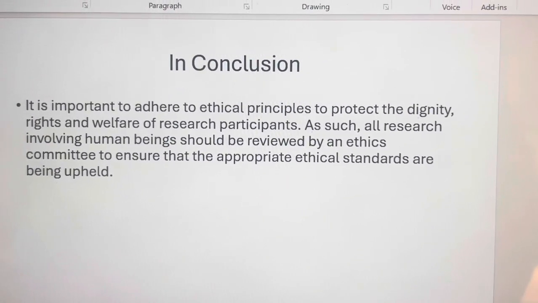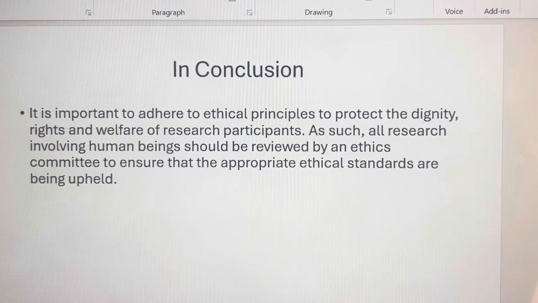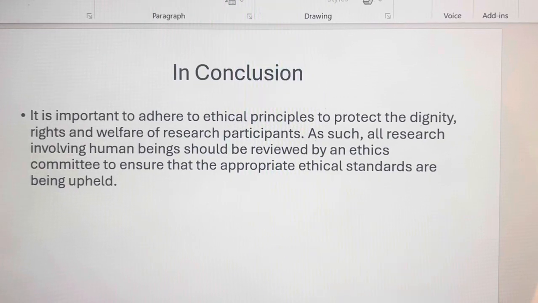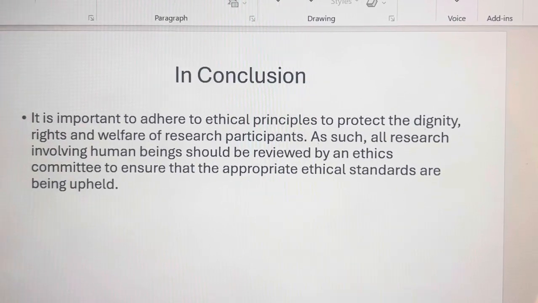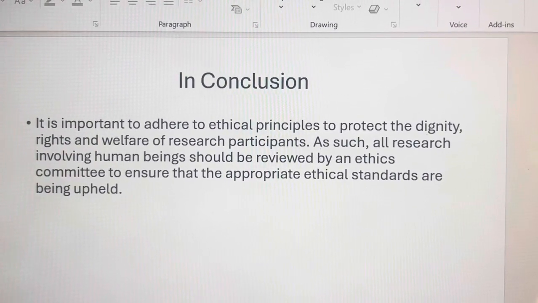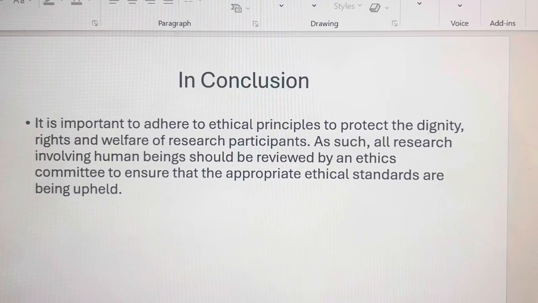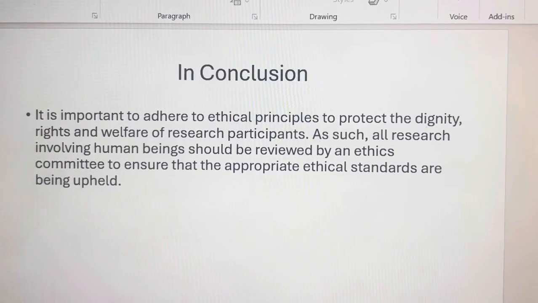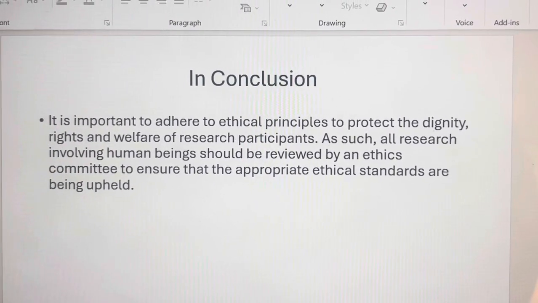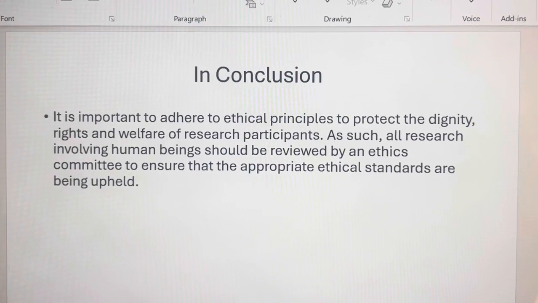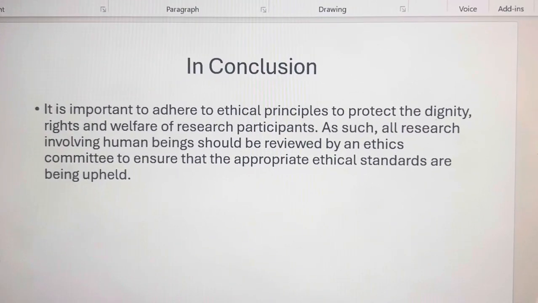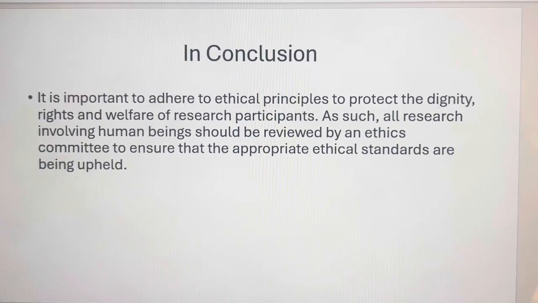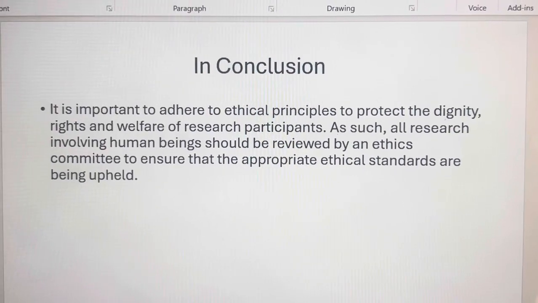And in conclusion to this entire presentation, it is important to adhere to ethical principles to protect the dignity, rights, and welfare of research participants. As such, all research involving human beings should be reviewed by an ethics committee to ensure that the appropriate ethical standards are being upheld. Once again, this entire presentation is based around the ethical issues of data collection and, of course, communication. And this is the end of my presentation.